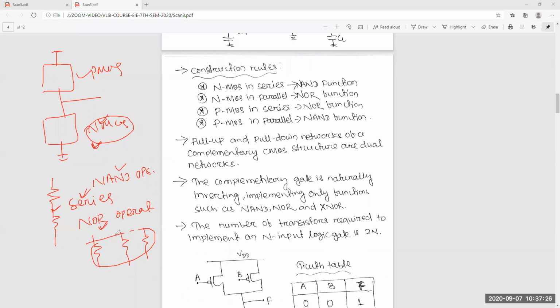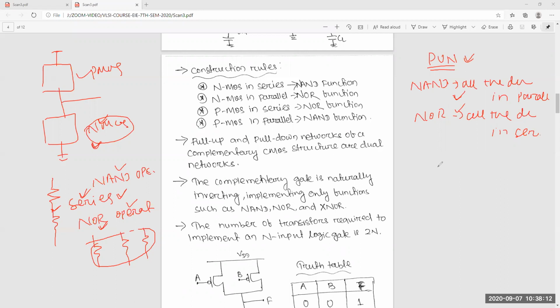Similarly, in the PUN, for NAND operation, all the devices are in parallel, and for NOR operation, all the devices are in series. So it's exactly opposite. In the PDN, series means NAND gate and parallel means NOR gate. But in the PUN, series means NOR gate and parallel means NAND gate. It's exactly opposite.